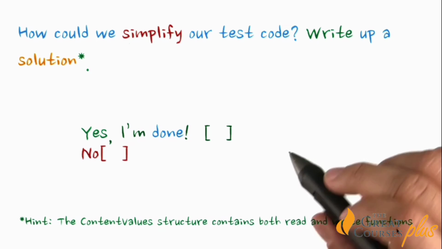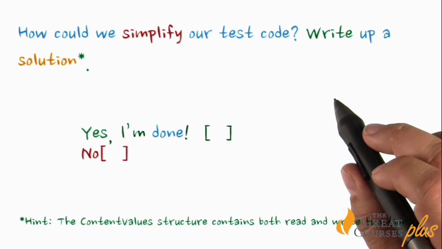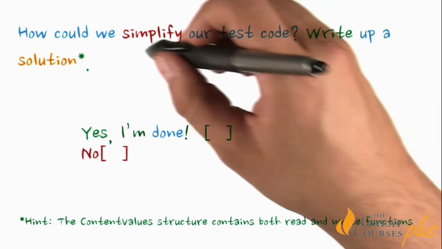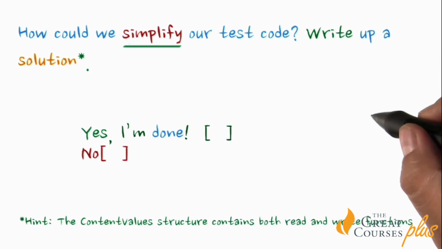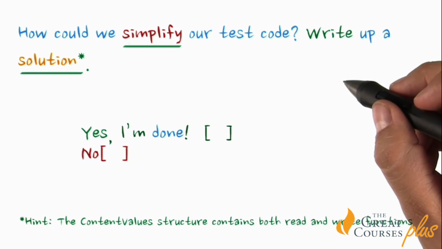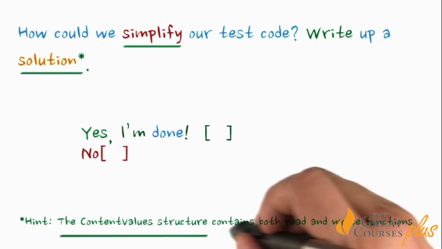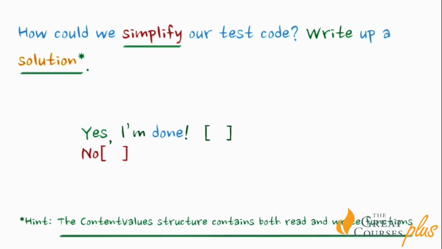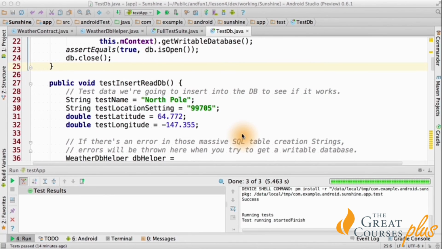All right, now for a little bit of an open-ended exercise. How could we simplify our test code? Write up a solution. A hint here is that we can take advantage of the read property of the content value structure. Here's how I ended up simplifying things. I'd love to see great testing ideas, so if you're particularly proud of what you've created, post your solution to the forums. I'm starting off refactoring things a little bit.